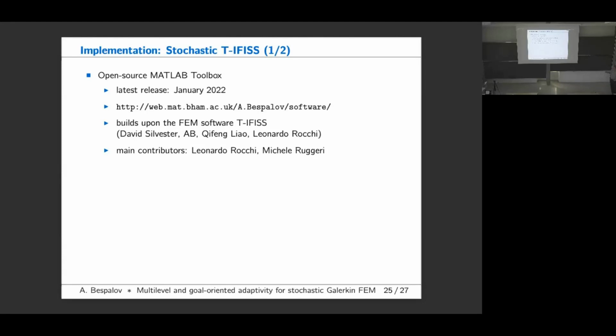I want to acknowledge the contributions from two key people that contributed a lot to this software project. Stochastic TIFs, is it Leonardo Rocchi, who was my PhD student at Birmingham, who is now in Madrid doing real world uncertainty quantification, being a financial risk analyst. Michele is a collaborator. Leonardo's job was to set up the whole thing in the single level stochastic Galerkin, write all functions, document software, and test it. Michele's main contribution was working with Leonardo on goal-oriented, and more recently to introduce multi-level features.